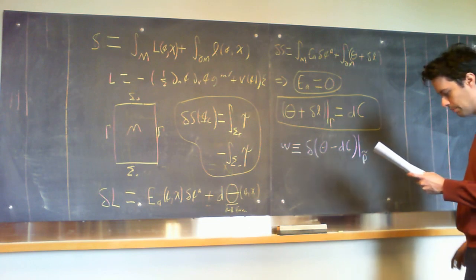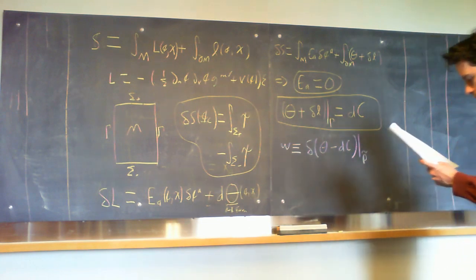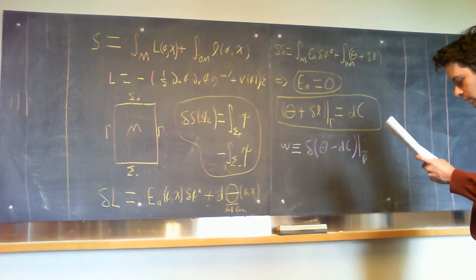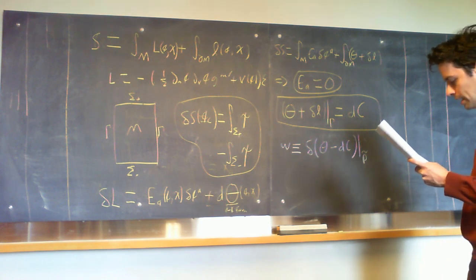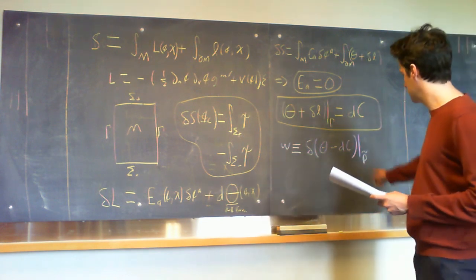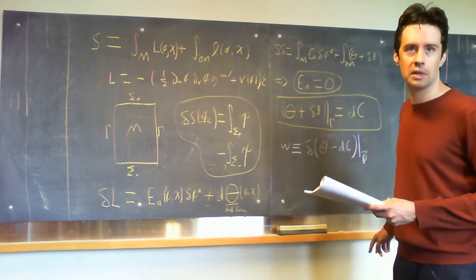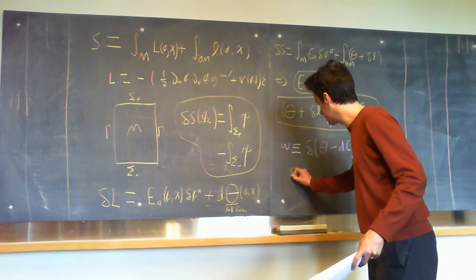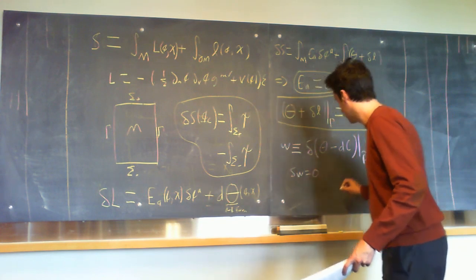So let me make a few comments about little omega. So the first is that little omega is obviously closed as a two form in phase space because it's already delta of something. So delta of it is 0. So delta omega equals 0, obvious.